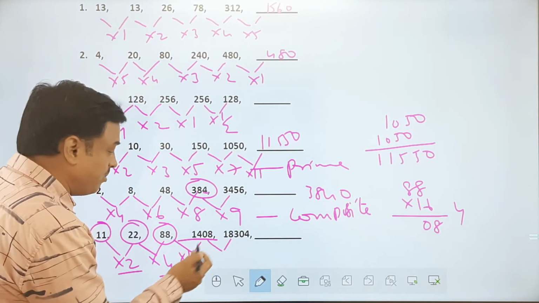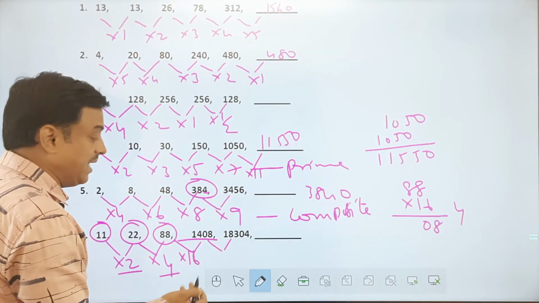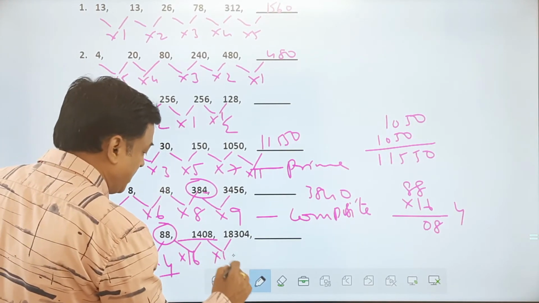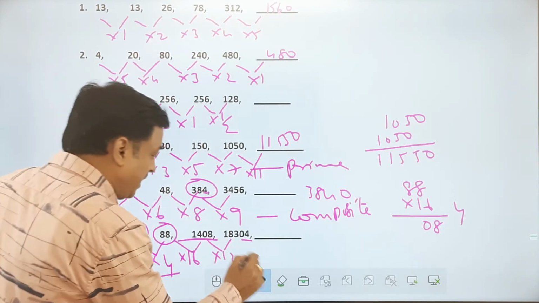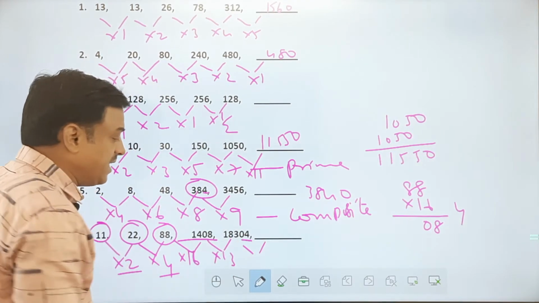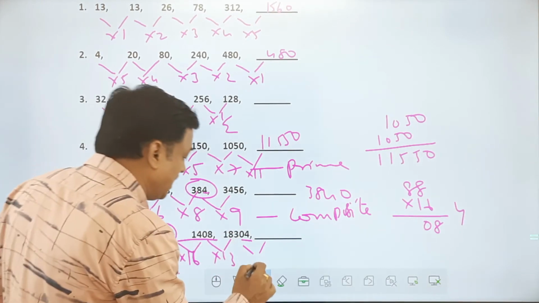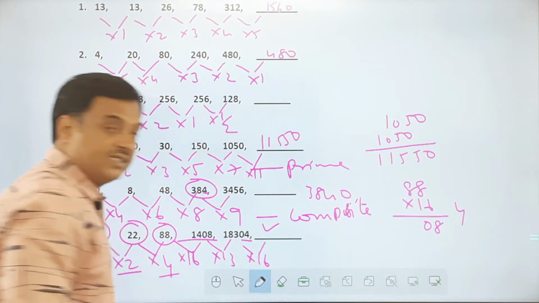So here the sum of the numbers will be 1 plus 4, 5, 5 plus 8 is 13. I will multiply this by 13. 8 3s are 24, last digit 4, satisfied. So what is my next number to be multiplied here? 1 plus 8, 9, 12, 12 and 4, 16. Into 16 if you do, you will get the next number over here.